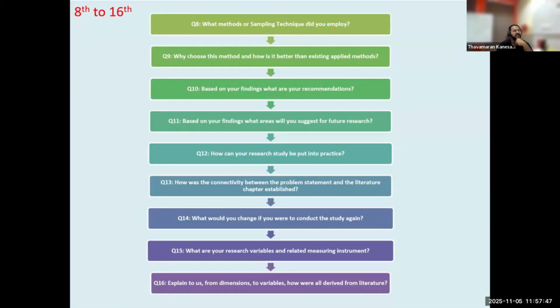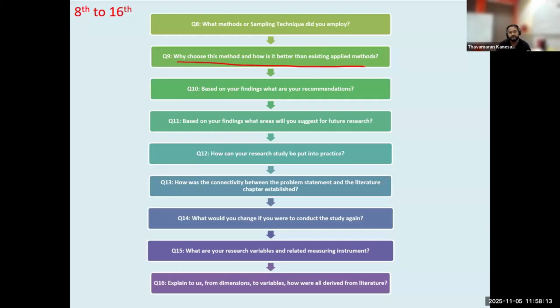What methods or sampling technique did you employ? Why did you choose this method and how is it better than the existing applied method? This is a problem here, because normally they'll say, I use quantitative. The next question, why quanti? Why not quali? Why not mixed method? Why this particular sampling size? Why this sampling type? Why this school? Why this government? Why these universities? Why this town? Why this bank? They will ask all these questions.